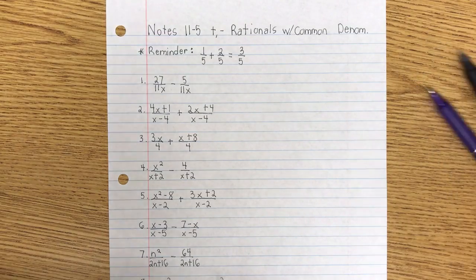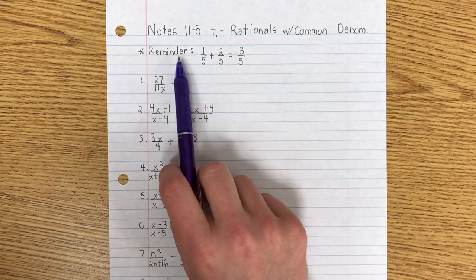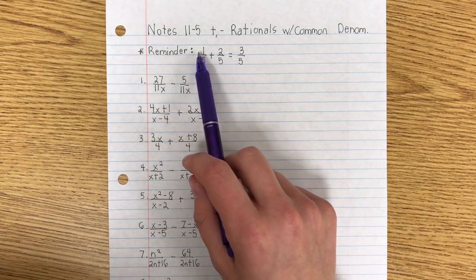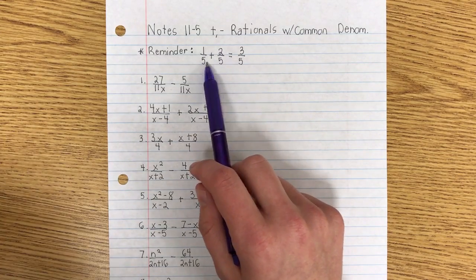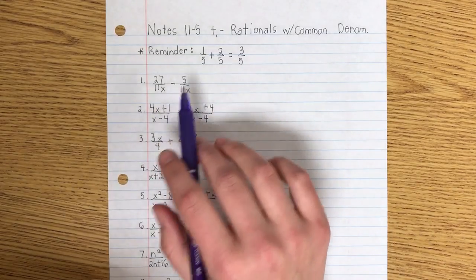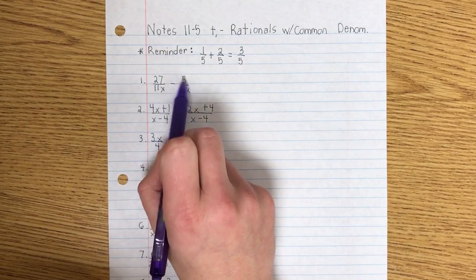Okay, today we're looking at notes 11-5, add and subtract rationals with common denominators. So I want to remind you that if you have two fractions with common denominators already, 1/5 plus 2/5 equals 3/5. You add across the top, keep the bottom the same. So same goes with rationals. So if I've got common denominators, which I do, then I just add or subtract across the top.